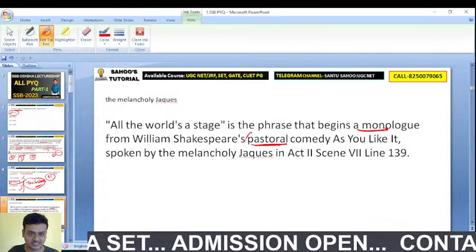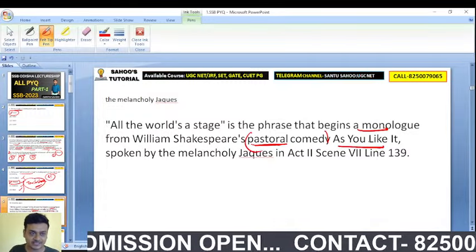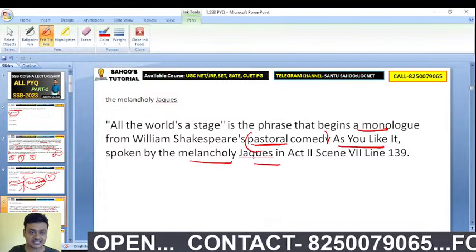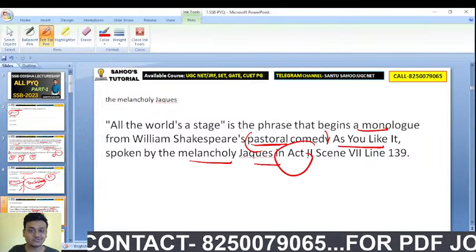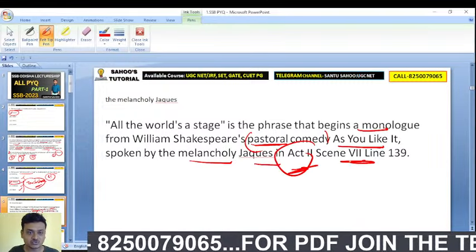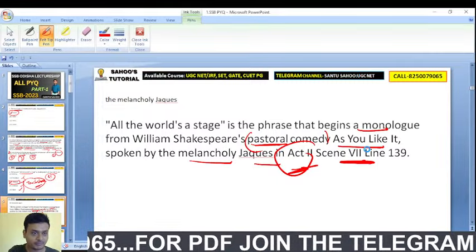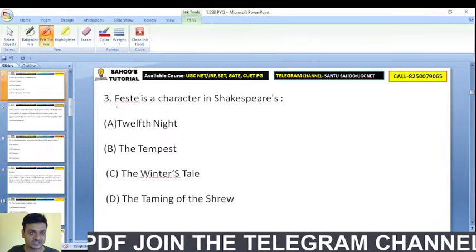"All the world's a stage" is the phrase that begins a monologue from Shakespeare's pastoral comedy. It is also known as a pastoral comedy, As You Like It, spoken by the melancholy Jaques, in which scene? Act 2, Scene 7 of that pastoral romantic comedy.